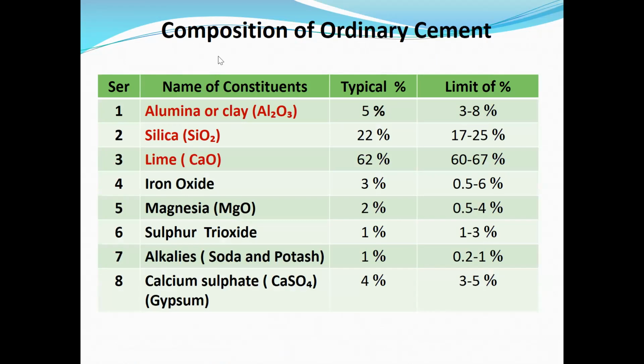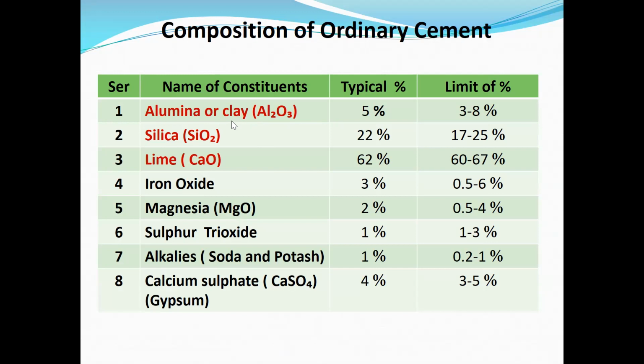This slide shows the composition of ordinary cement. We said that cement is made of argillaceous and calcareous material, but if you go into more detail, you see the constituents, what materials actually make those materials. One is called alumina or clay. Now we are going into more detail, and we are coming to know the chemical names.